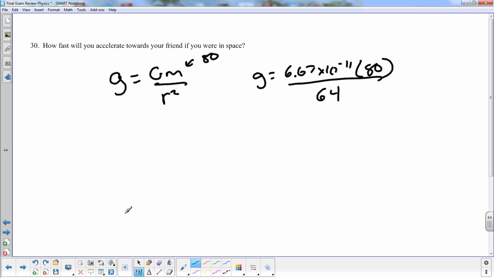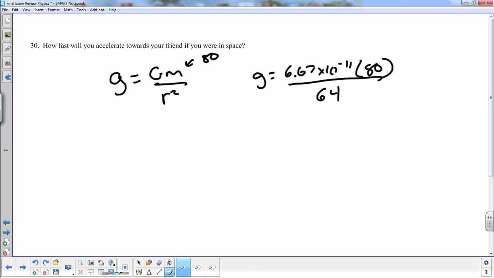Let's try that again. 8.3 times 10 to the negative 11. Just want to make sure of one thing. This 6.67 times 10 to the negative 11 times 60. Yep, that's all good. Okay, so I'll put a circle around this guy.